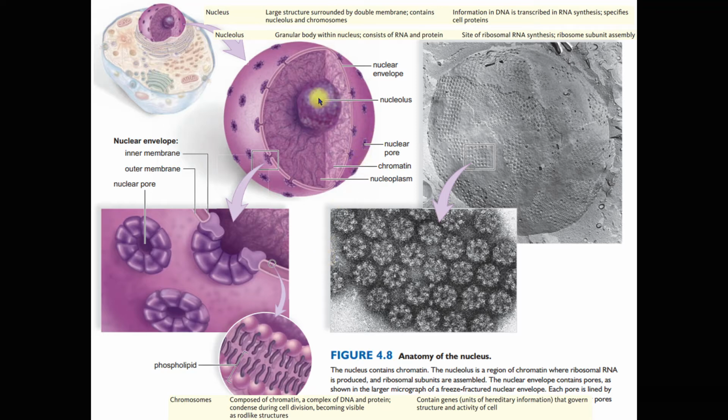Now the chromosomes, which are composed of chromatin, are a complex of DNA and protein condensed during cell division, becoming visible as rod-like structures. The chromosome contains genes that govern the structure and activity of the cell. So meaning to say, these chromosomes have genes that control the activity of the cell.